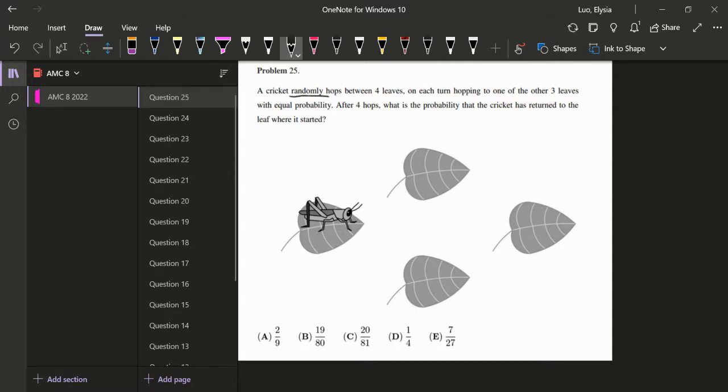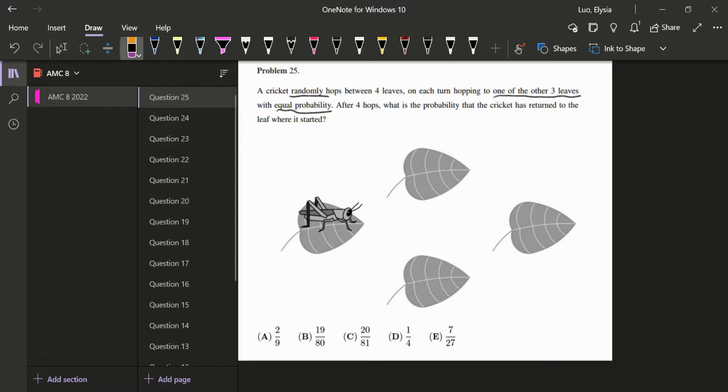Hops. A cricket randomly hops between four leaves, on each turn hopping to one of the other three leaves with equal probability. After 4 hops, what is the probability that the cricket has returned to the leaf where it has started? So basically what the question's asking for is the cricket is going to hop 4 times. What is the probability that after the 4th hop, the cricket is on this leaf?